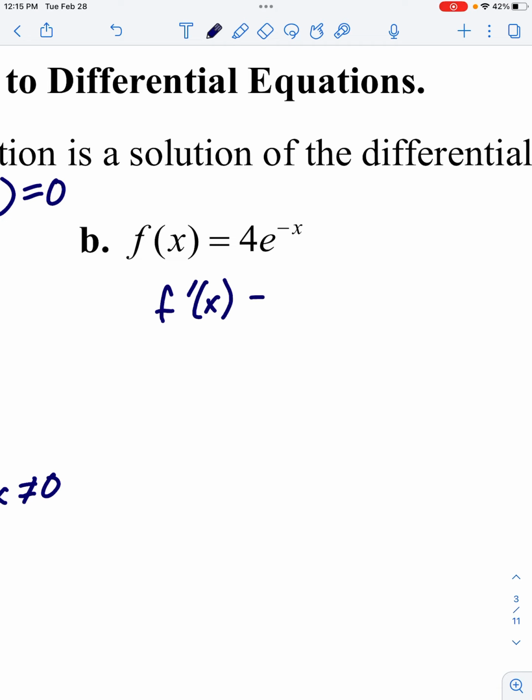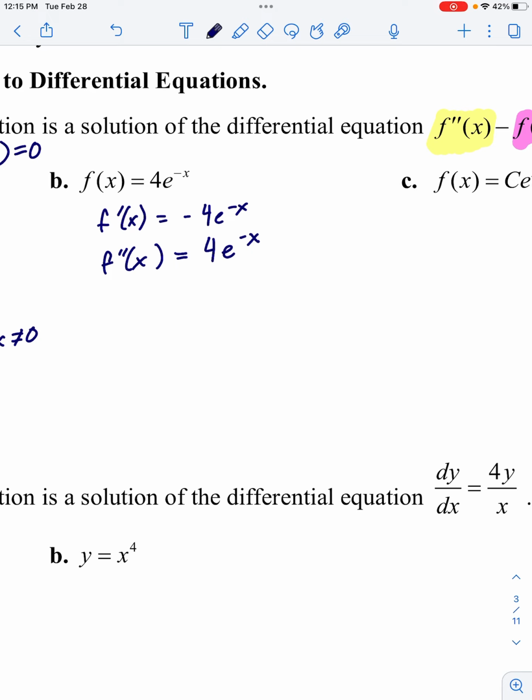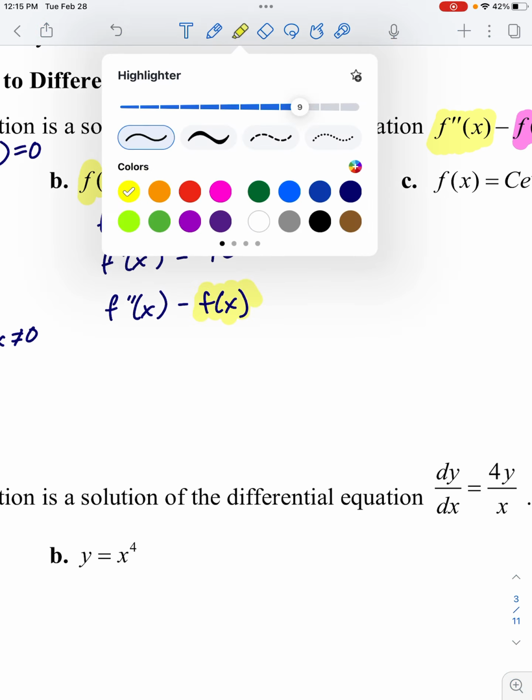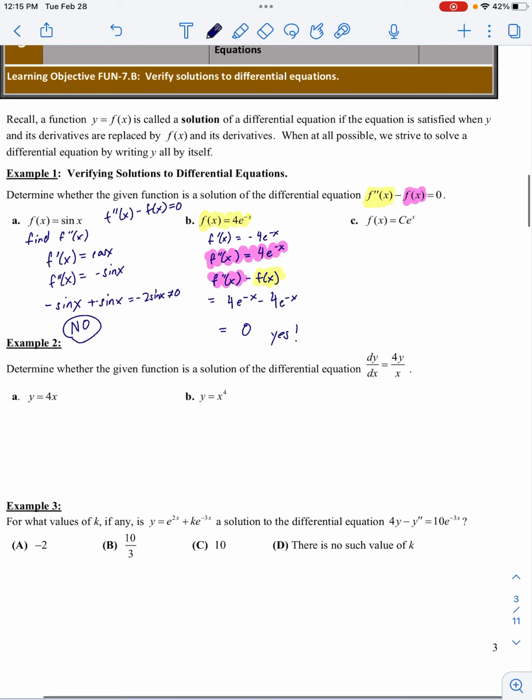First, let's do f prime of x. It's going to be negative 4e to the negative x. F double prime of x is going to be 4e to the negative x. Just chain rule. And then f double prime of x minus f of x: let's plug in what we found on this line and what they gave us in the original equation. We're plugging in the yellow stuff for f of x and the pink stuff for f double prime of x. That's going to be equal to 4e to the minus x minus 4e to the minus x. A number minus itself is 0, so yes, it does solve the differential equation.